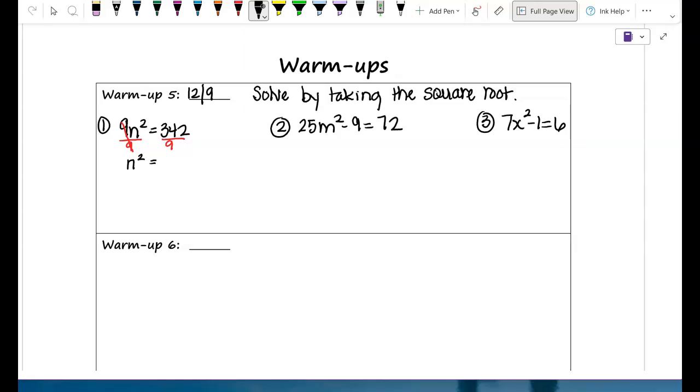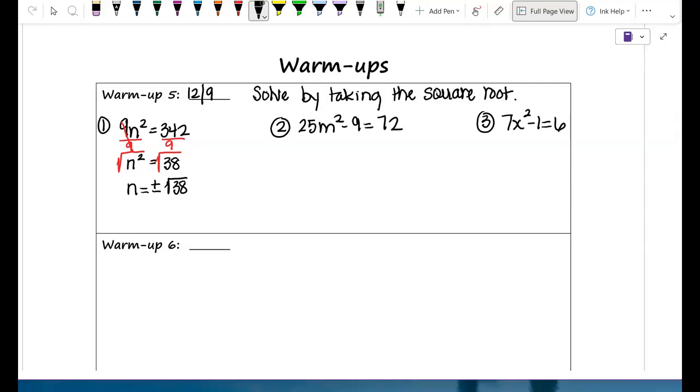So what is 342 divided by 9? I believe it's 38, correct? So I get n squared equals 38. So I have the squared term on one side, the constant on the other. At this point, I can take the square root of both sides. So n is going to equal positive or negative square root 38.